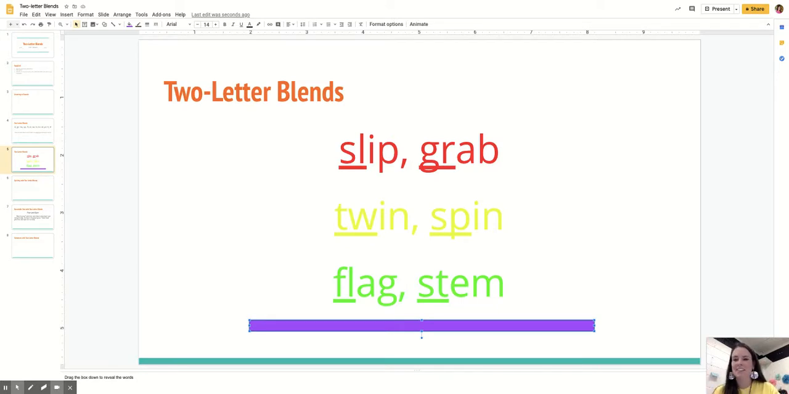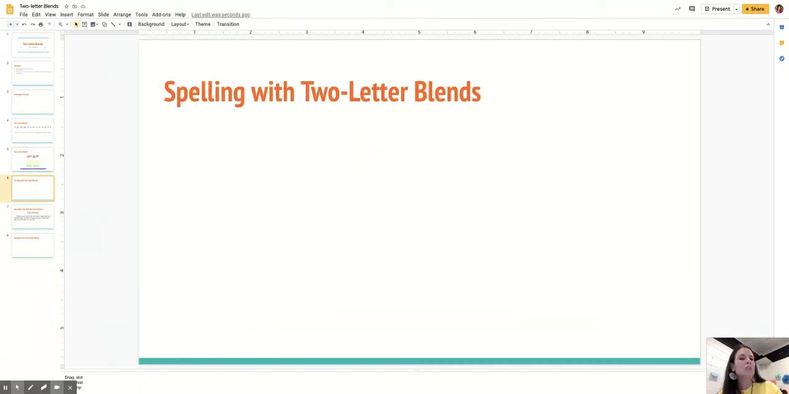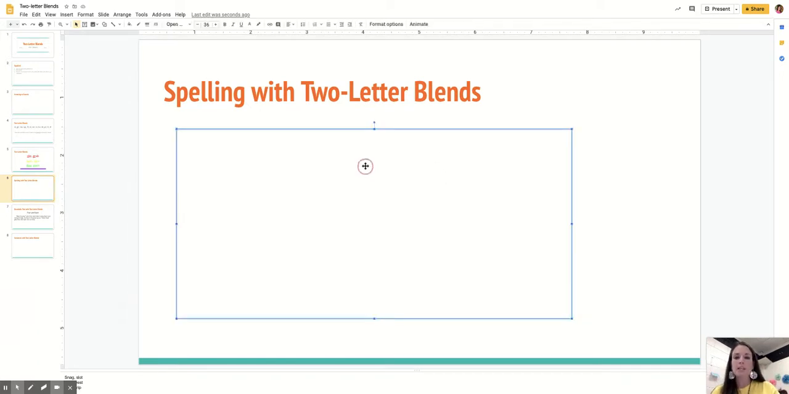Good job. All right, so now we're moving to spelling. So that means I'm going to call out a word and then I'm going to spell the word. So Miss Sweeney's going to go ahead and get started. So here we go. I always like to use the red when I'm doing my words because these are mine and I'm going to do them on my own. So my first word is snag.